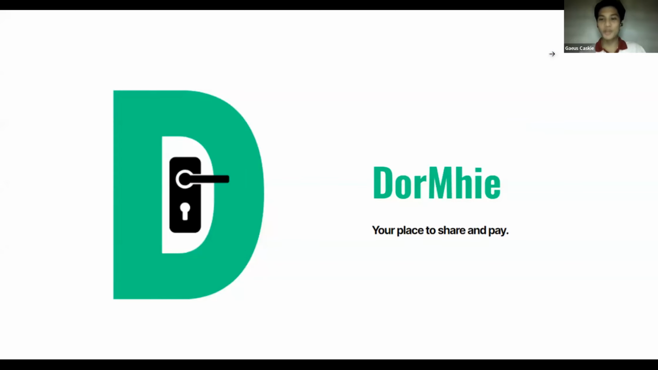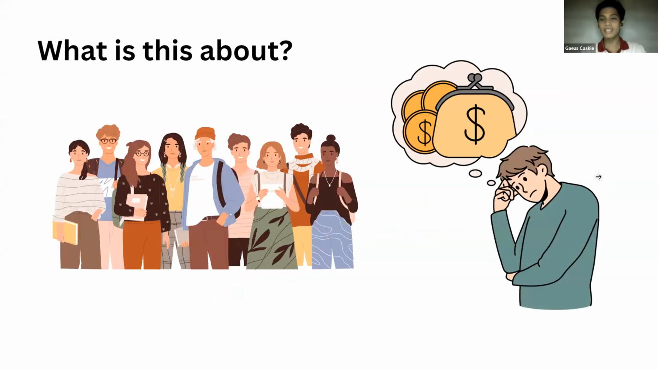All right, thank you. So Dormy is basically your place to share and pay. You can look at the logo right here. It has a D, which is exactly for dorms, dormitories, and such. And it also has a door lock at the middle. So for the next one, what is this about?